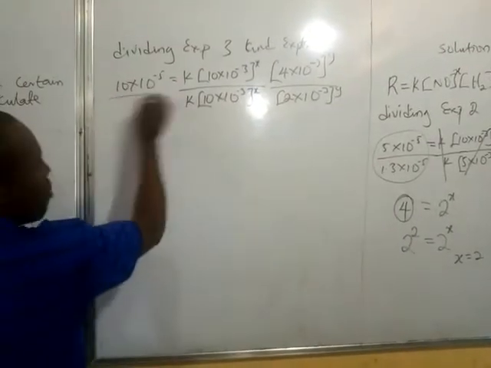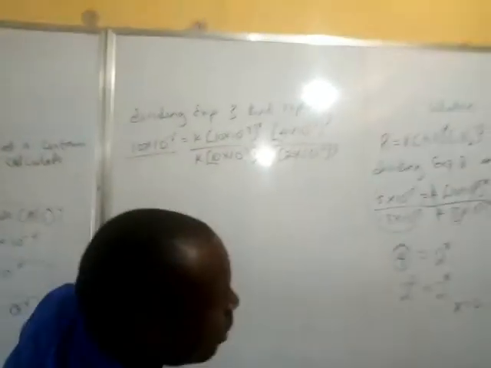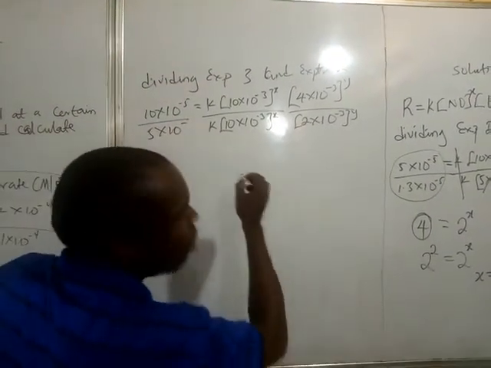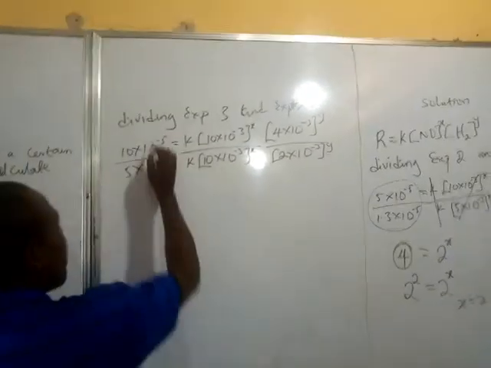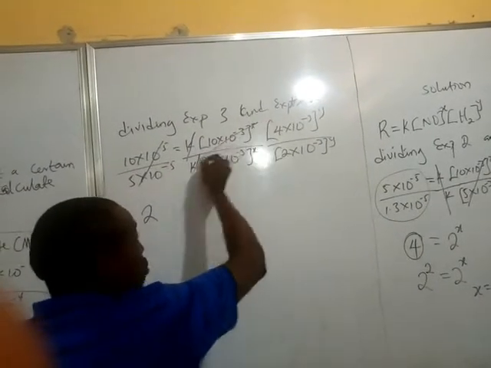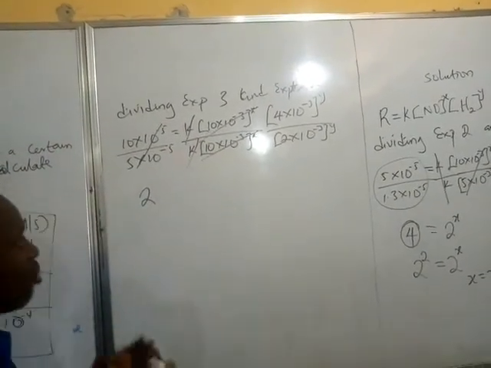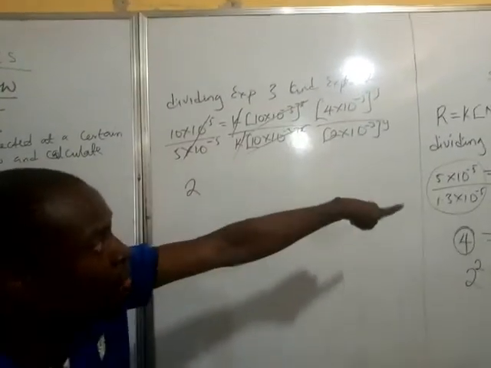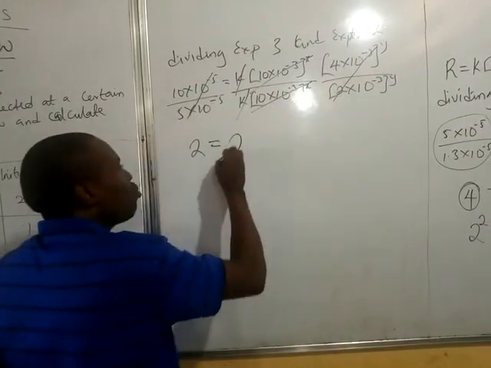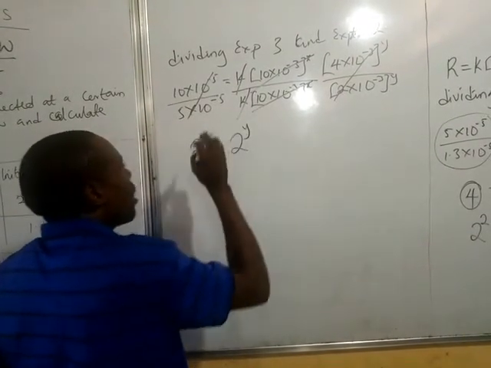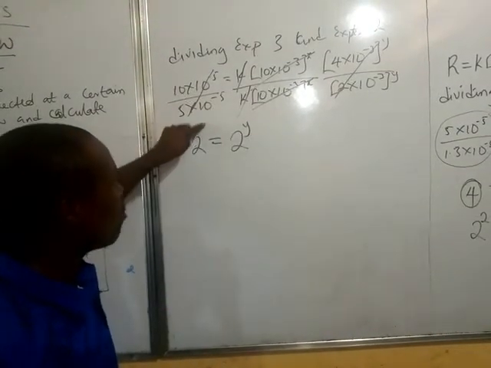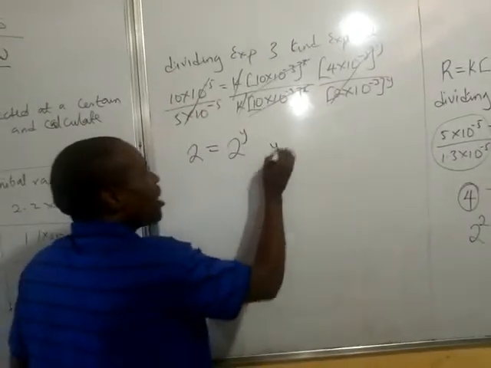So remember that the constant of this one is 5 times 10 raised to the minus 5. So when you divide this, you'll have 2. K cancels K, yes, they are also equal, just like when we were looking for the first one that we did. So here becomes equal to, when you divide here with here, you have 2 raised to the power y. And remember, the power of 2 here is 1. So y is equal to 1.